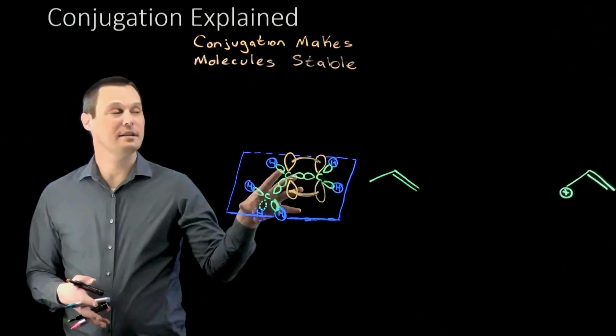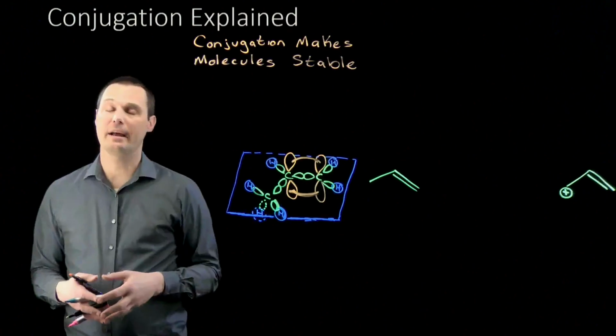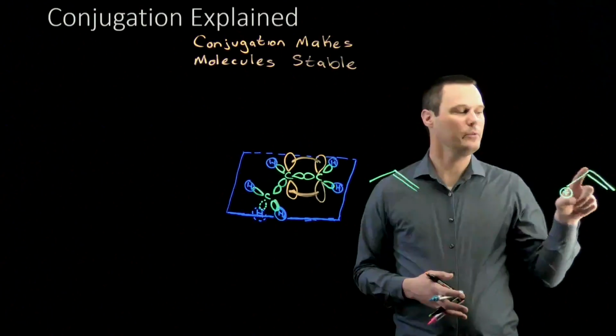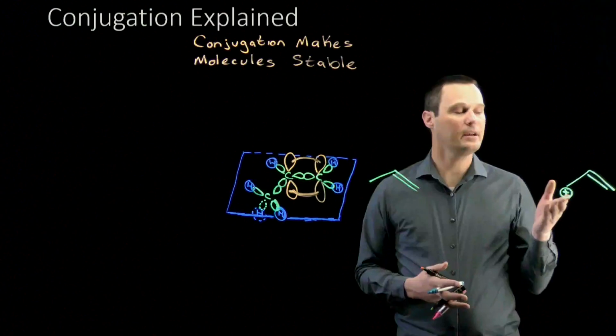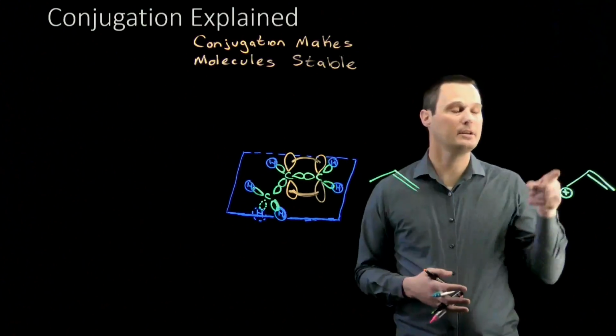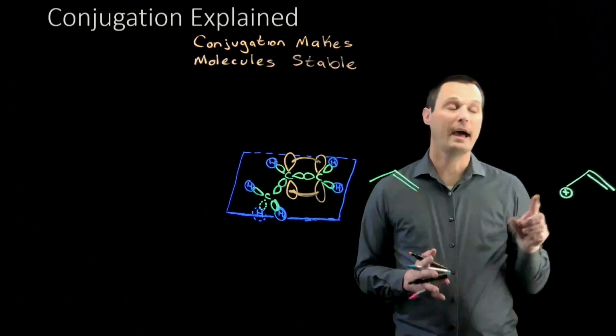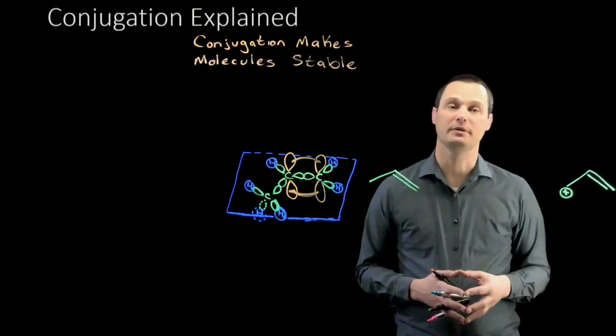And I want to contrast this non-conjugated molecule with the allylic cation that is conjugated. Here we have the pi bond with the 2 p orbitals between the 2 carbon atoms, and we have a carbocation, which is sp2 hybridized, which has an unhybridized p orbital. That gives us 3 contiguous p orbitals in the molecule.